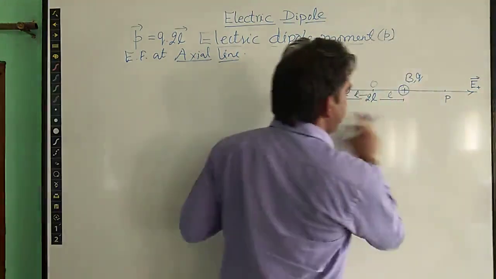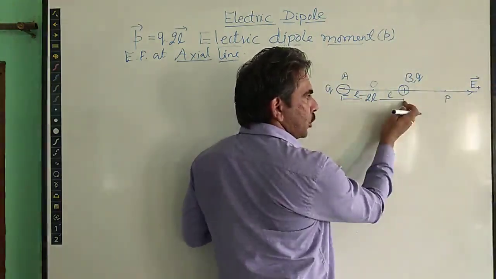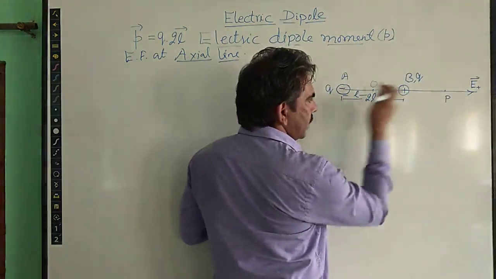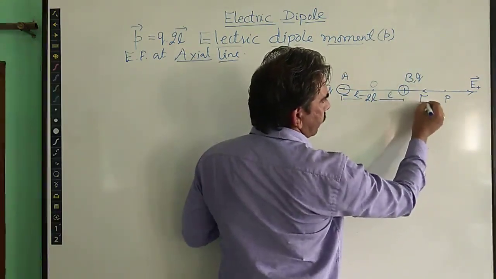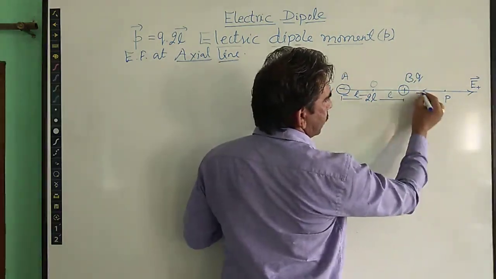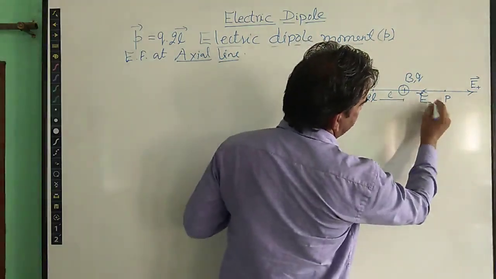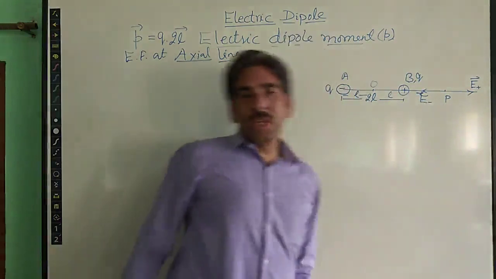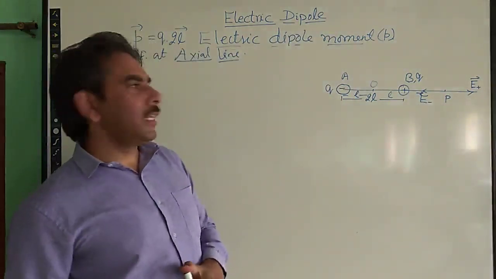So the electric field due to a positive charge will be directed away from this positive charge, and due to negative charge, the electric field at point P will be directed towards the negative charge. I am giving it the symbol E negative. Okay, so we can see from here that there are two electric fields which are acting at point P.